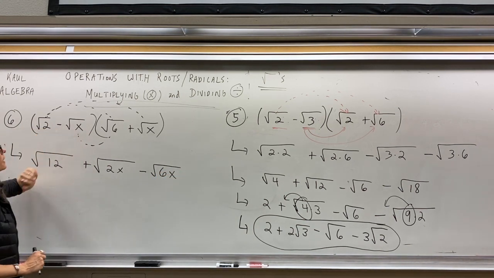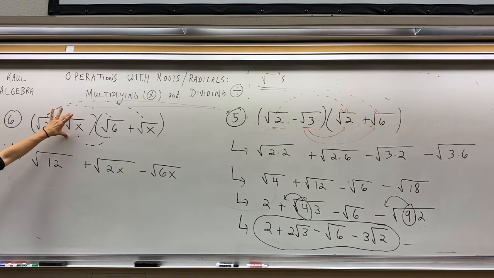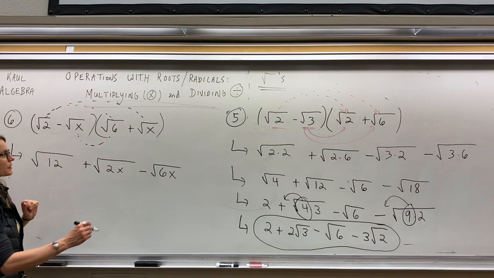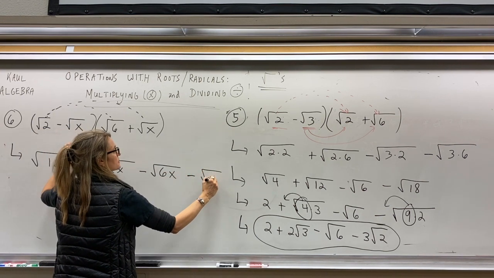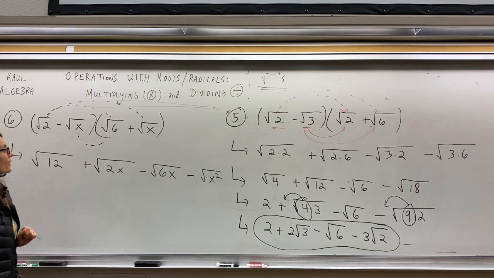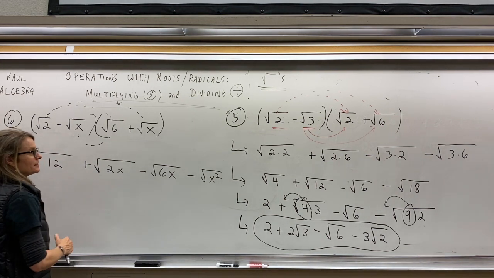And as you notice with difference of squares in your factoring method, a negative times a positive that are exactly the same become a negative. So minus the square root of x times positive the square root of x becomes minus just the square root of x squared, or x for short, if you want to take that shortcut.